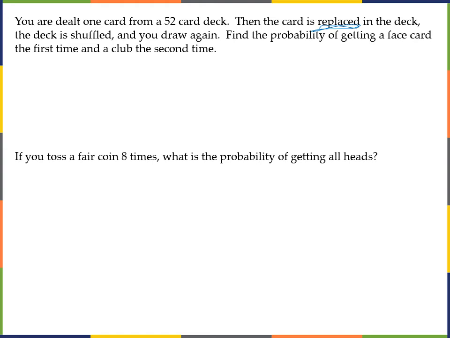So what's the probability of getting a face card on the first and a club on the second? A face card means Jack, Queen, King. Ace is not a face card. Oh, everyone asks that all the time. Jack, Queen, King, and a club.